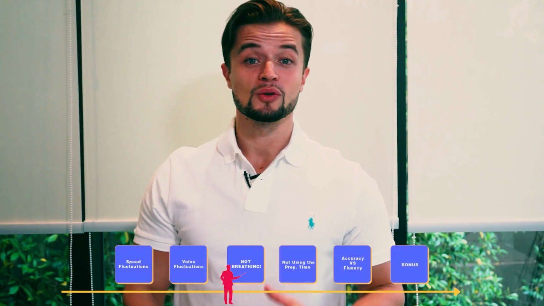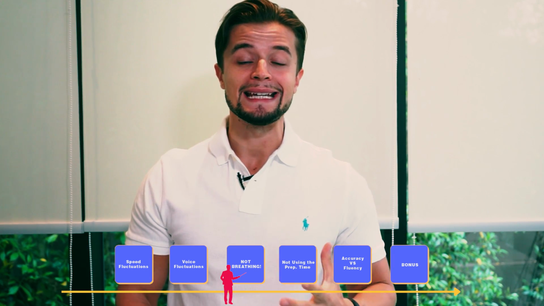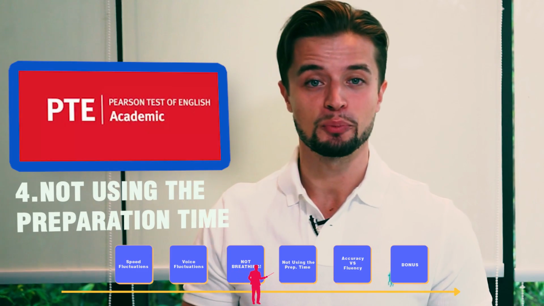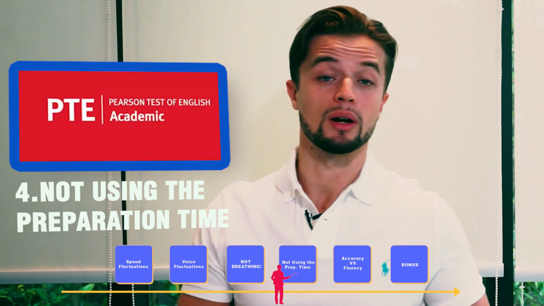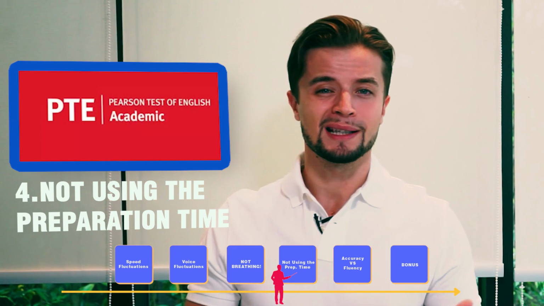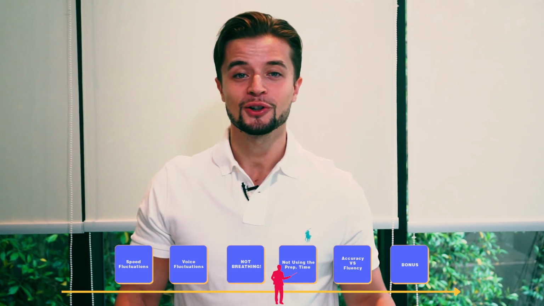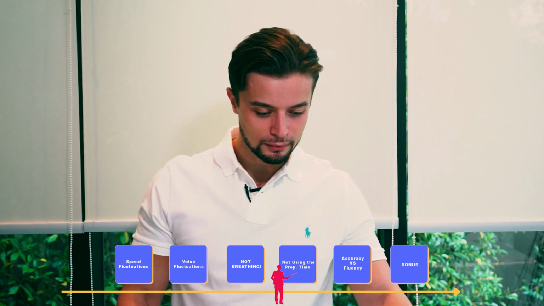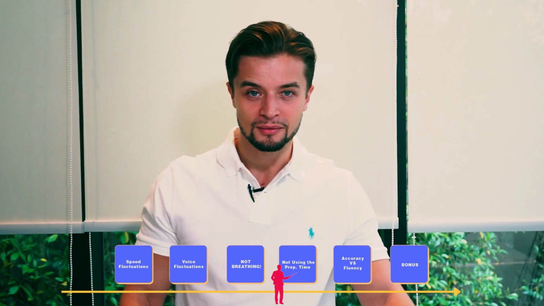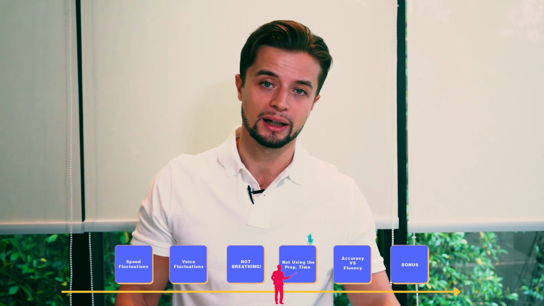Now on to tip number 4 and mistake number 4. This is one of the ones that drives me crazy. Mistake number 4 in Read Aloud is not actually using the preparation time. Whenever I get students who are first-time test takers, or I'm just listening to their Read Aloud performance for the first time, and I put the question on the screen, I give them the time to prepare, and this is what they do. Waste of time. You're wasting your time, and that's going to affect your score in a negative way.